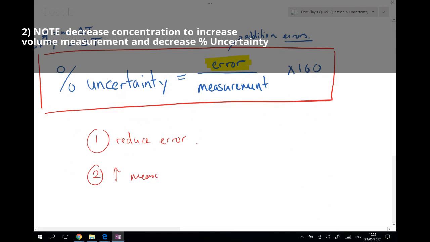So in respect of something like a titration, if we were to increase the concentration, that would often lead to an increase in the titer volume, and therefore we'd end up increasing the measurement, and we could decrease the percentage uncertainty.